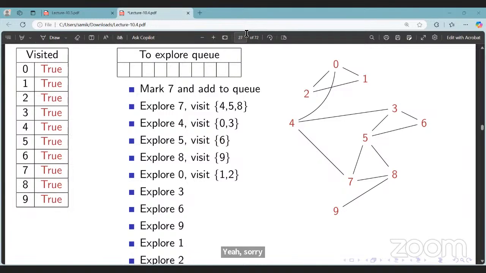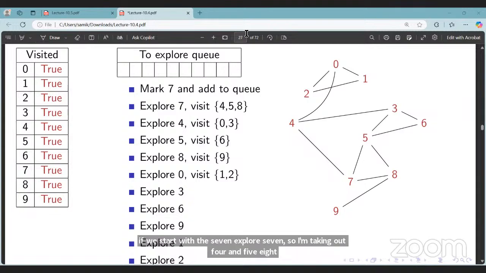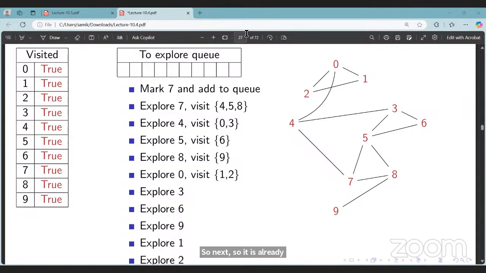If we start with 7, exploring 7, I'm taking out 4, 5, and 8. Next, I have to check with 4 first, because it is at the front. Then 3 and 0. Next, I suppose I choose 5. Why 5, and why not 3?